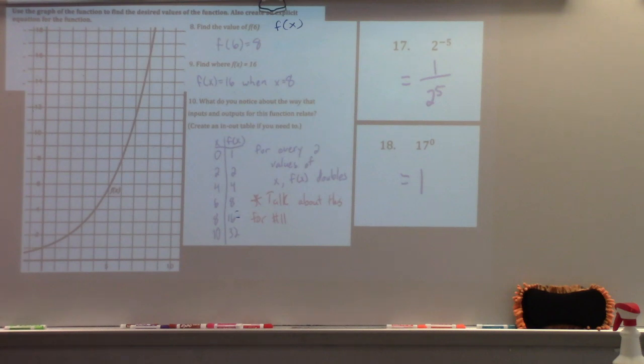Well, if you're given a graph, you don't have an equation to plug into, but do you still have an x of 6? So I went to an x of 6, and I realized the output was 8. So 6 comma 8, so f of 6 was equal to 8. Oh, wow. That makes sense.